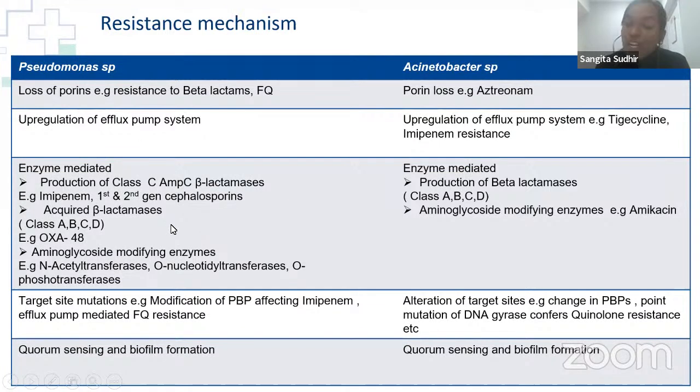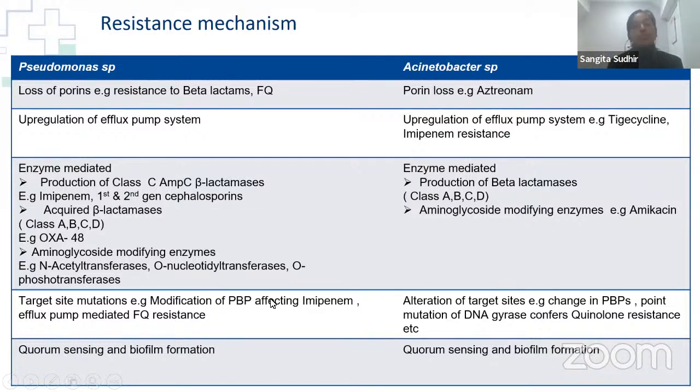And acquired beta-lactamases. Acquired could be because of many reasons like previous antibiotic exposure or subtherapeutic concentration, and you know what could be the reasons. That is one of the reasons for developing these kinds of enzymes, class A, B, C, D, which we will discuss in the coming sessions. OXA-48 strains is one example. Aminoglycoside modifying enzymes also develop in both these organisms.